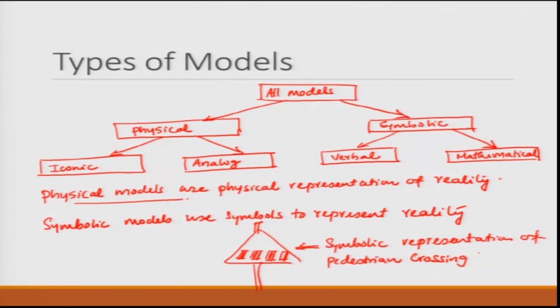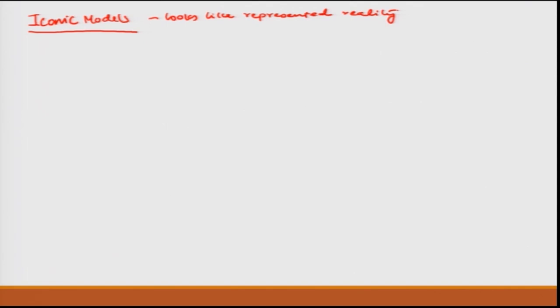So, let us look into the definitions of each one of these: iconic, analog, verbal and mathematical, and see what they amount to. Okay. So, when we talk about iconic models, what are they? The iconic models look like the represented reality. Okay. So an example is the reality shows, displaying the behavior.